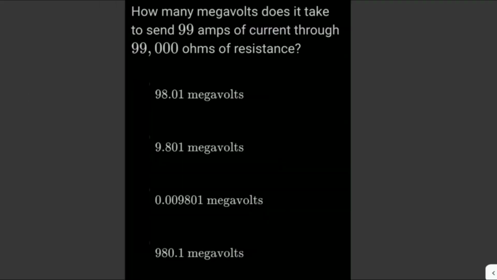How many megavolts does it take to send 99 amps of current through 99,000 ohms of resistance? Now, to calculate how many megavolts are required to send 99 amps of current through 99,000 ohms of resistance, we can use Ohm's law. Voltage equals current times resistance. We know that voltage is measured in volts, I is current in amperes, and R is resistance in ohms.